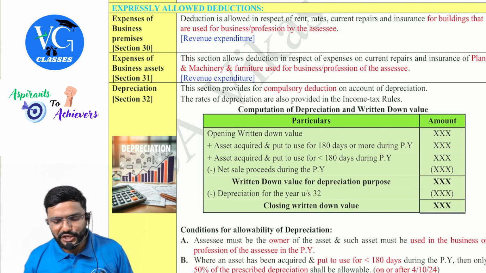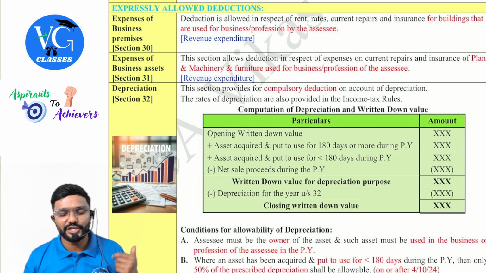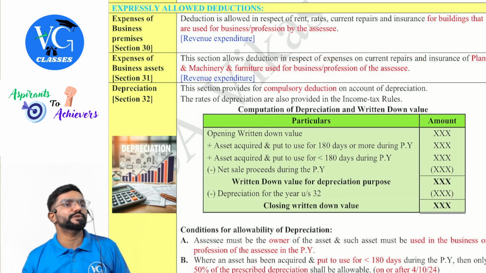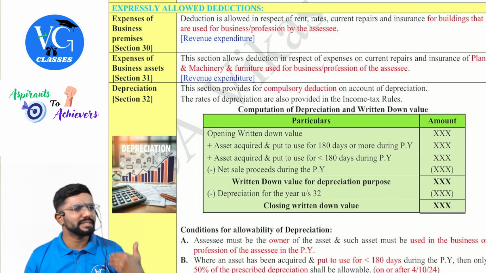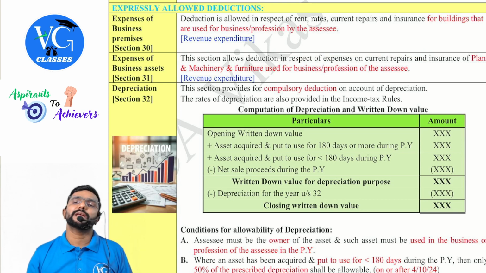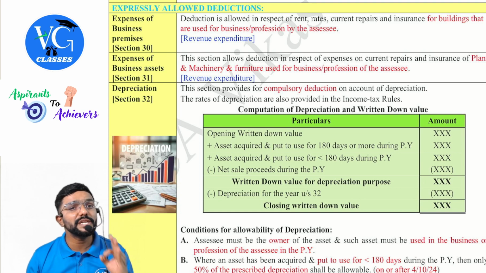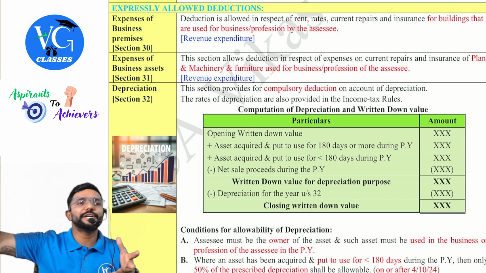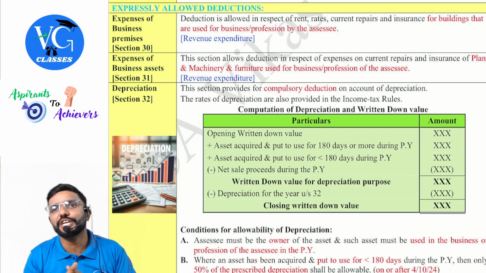This section allows deduction in respect of expenses on current repairs and insurance of plant and machinery and furniture used for business or profession of the assessee. This condition is the same for both. Only for business assets, the assets which are used for the business or the premises used for business, can be claimed as deduction. Only revenue items. Sir, what if I have purchased the building, machinery, furniture? You capitalize it, add it to the block, and claim depreciation under section 32.